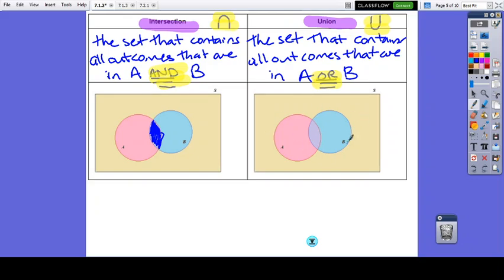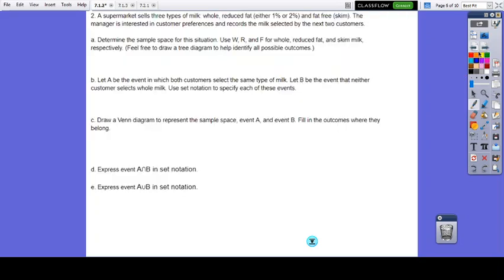Now, what part of this is that? The set that contains all outcomes that are in A or B. So anything that's in A is in A or B, so that means all of this would be true. Notice I did cover the intersection there. But it can be in A or B, so that also means that anything that's over here can be true. So the union is all of this together. Think about the union as bringing it all together, everything that you see there. So that's an intersection and a union.